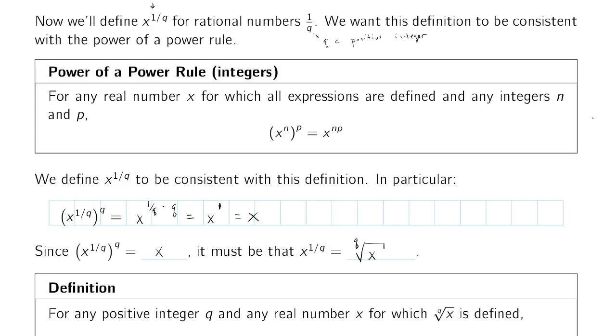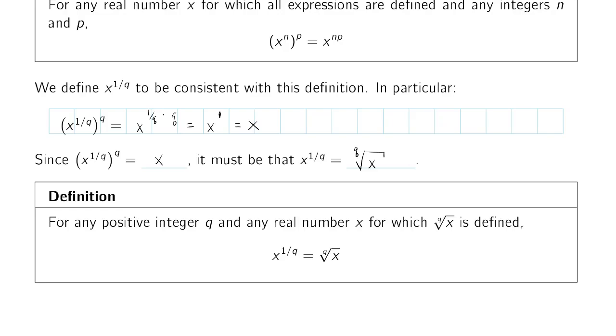To be consistent with the power of a power rule, we need to define x to the 1 over q to be the qth root of x. And we'll say that that's for any real number x for which this qth root is defined. Right? In other words, if q is even, then x has to be positive or 0. If q is odd, we can have any x.